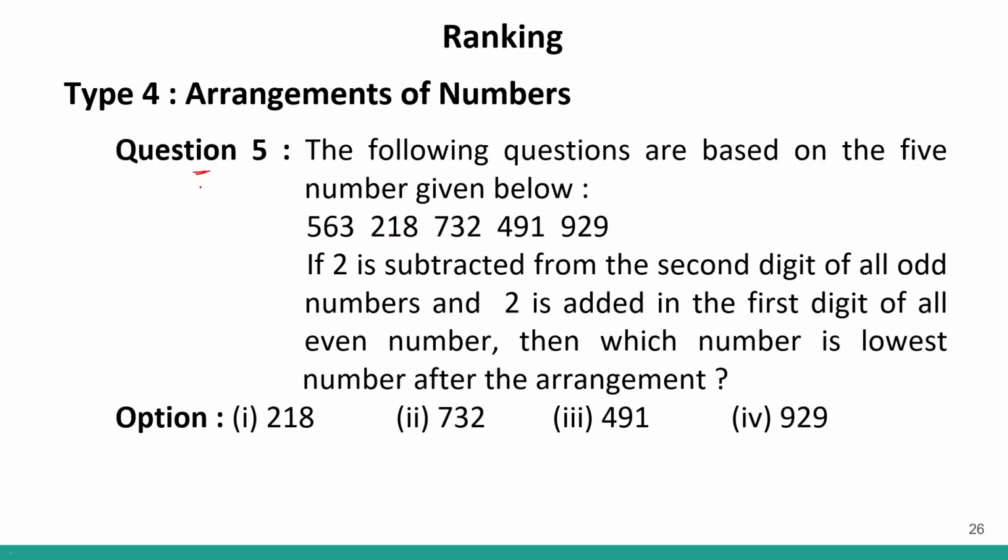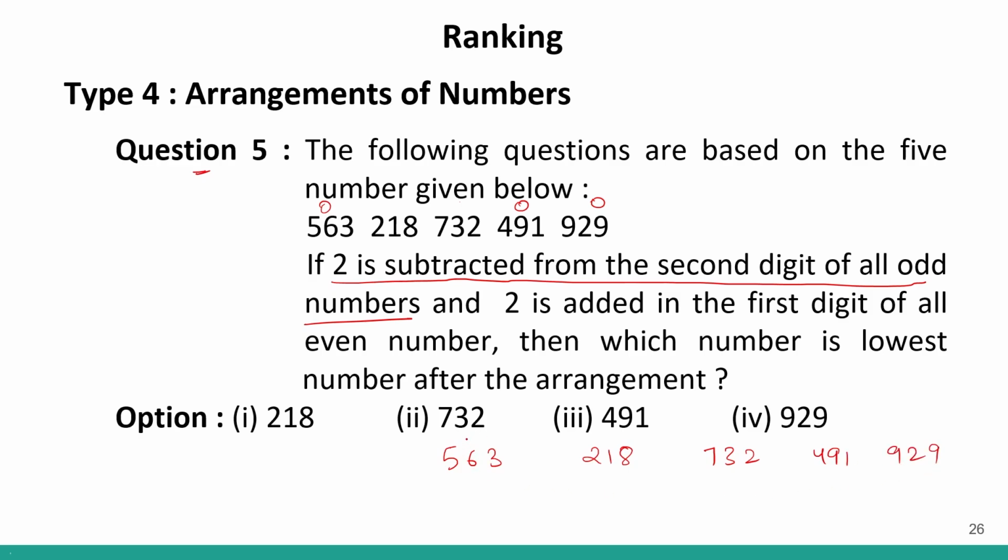question number 5. Question number 5 says that if 2 is subtracted from the second digit of all odd numbers. So odd numbers means numbers that end with 1, 3, 5, 7 and 9. Correct? These are your odd numbers. So this is odd, this is odd and this is odd. So out of the odd numbers, 2 is subtracted. So we have 563, 218, 732, 491 and 929.